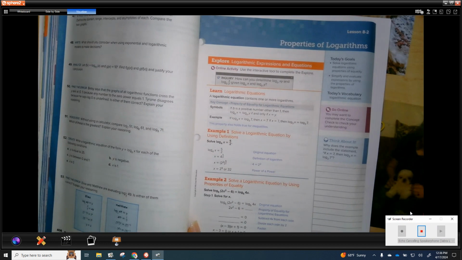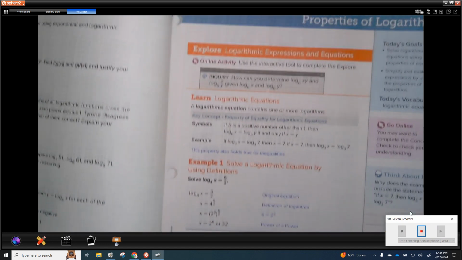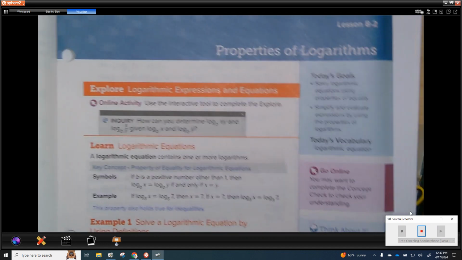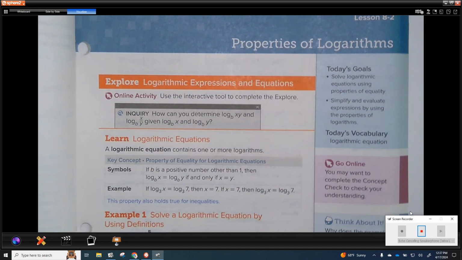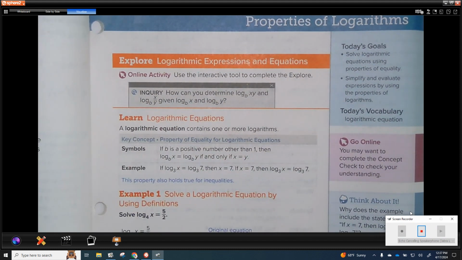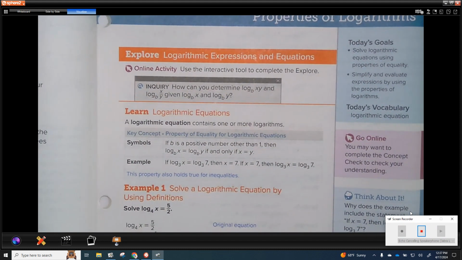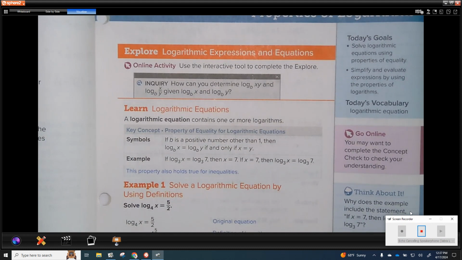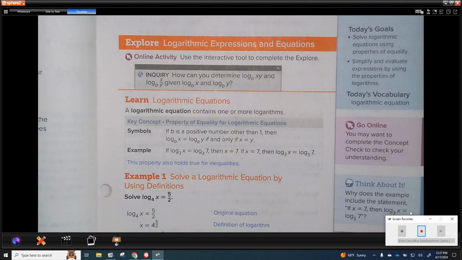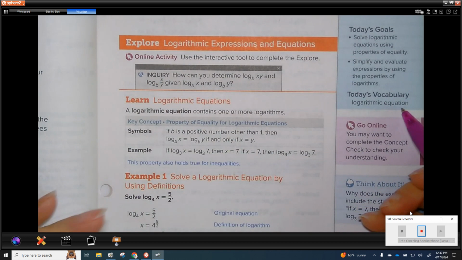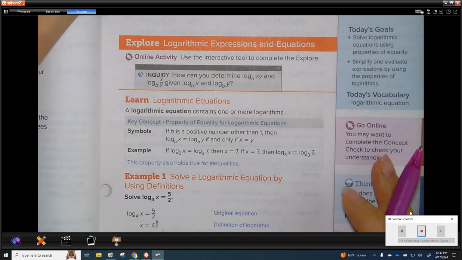So today I'm going to do 8.2, properties of logarithms. It starts on page 409. We're going to solve equations using properties of logs, simplify, and evaluate expressions. I'm looking for a pen. And the only vocabulary is a log equation, which is an equation with logs in it.